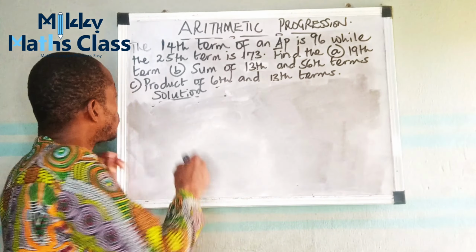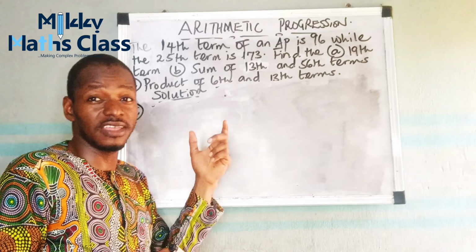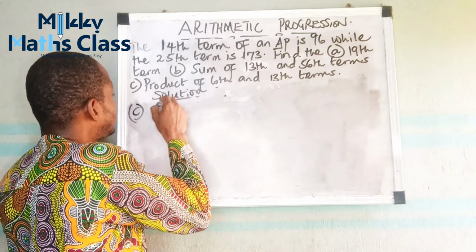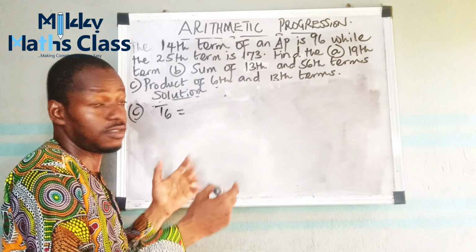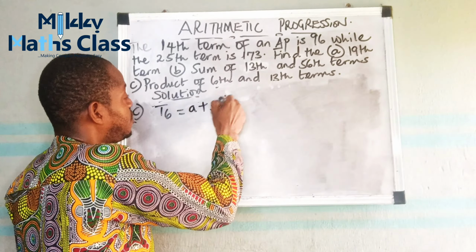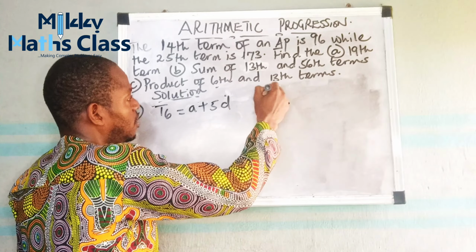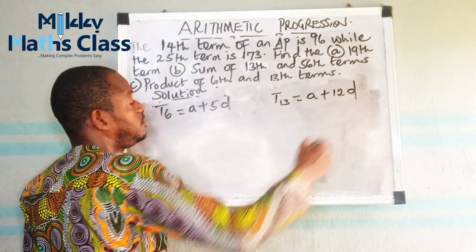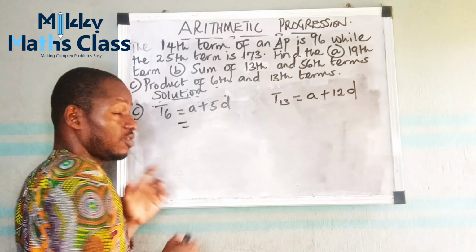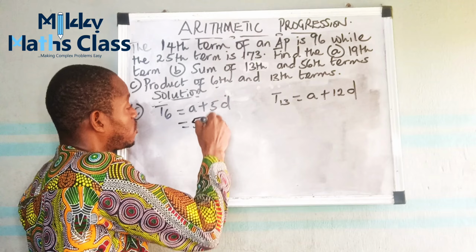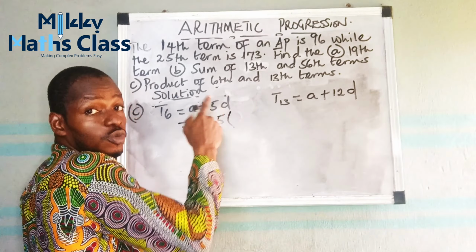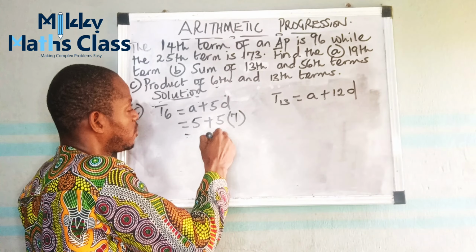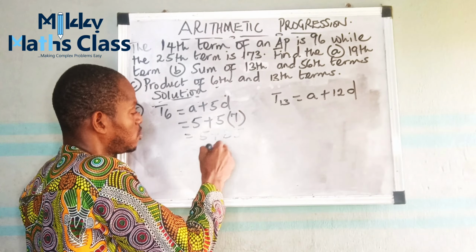All right, let's look at the last one. It says the product. Product means what you get when you multiply two things. The product of the 6th and the 13th term. So our T6 is given by a plus 5d. And our 13th term, which we found earlier, is a plus 12d. So the first term, like we saw earlier, was 5. So that's 5 plus 5 times the common difference, which was 7. So 7 times 5, 35. 5 plus 35 will give us 40.